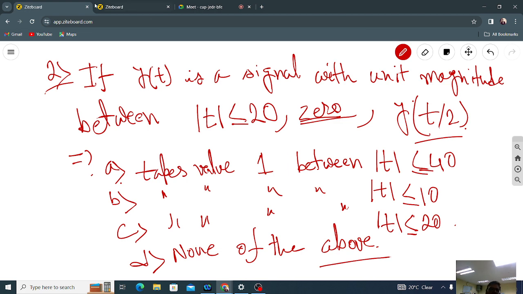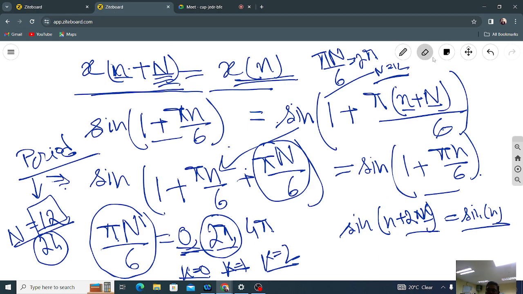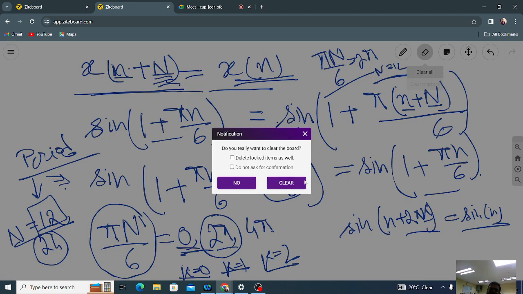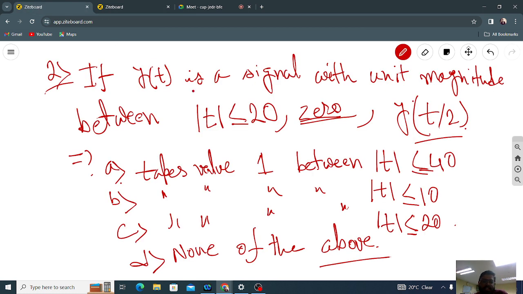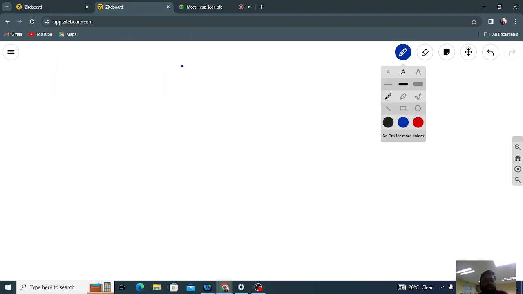Okay, just let me solve it. So just let me clarify the question. It says y(t) is a signal with unit magnitude for mod of t less than or equal to 20. So what will be the signal?